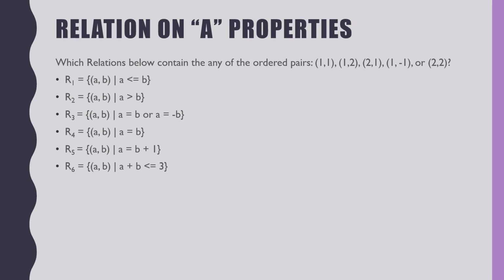Which relations below contain any of the ordered pairs there: (1,1), (1,2), (2,1), (1,-1), or (2,2)? If I were to calculate all of the ordered pairs that I could get from the relation (a, b) such that, in this first case, a is less than or equal to b, where would any of these show up? Or in this case, where a is greater than b, and so on, assuming that we're using the integers as the domain. Where would each of these go? So where would (1,1) go?